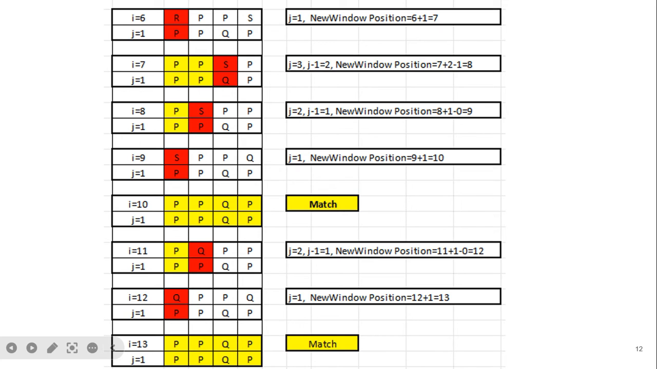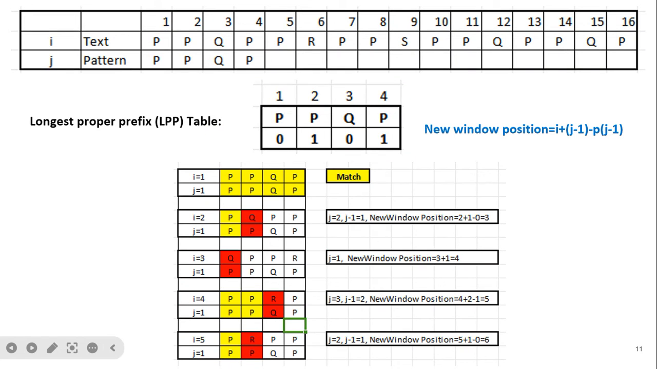So I is 10, PPQP, match happens. So when match happens we are incrementing I by 1. So in this way we are just checking the window. So it is very important to understand first to create the LPP table from the given pattern, and when the mismatch occurs at the first location we are incrementing simply I by 1, and when pattern matches at that time also we are incrementing I by 1.